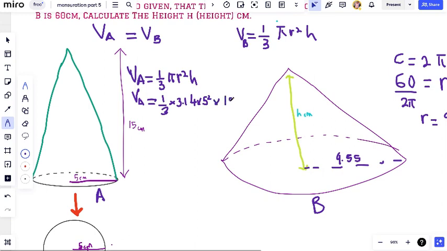So that gives us what? What is our volume? 392.75, right? So our VA is equal to 392.75 centimeter cube. So that's our VA.